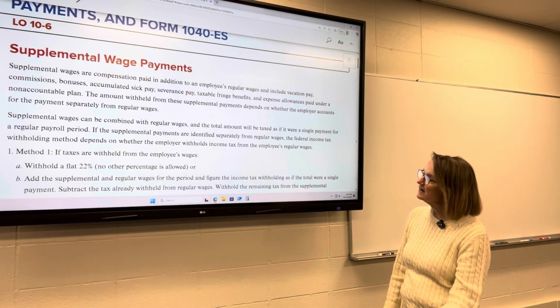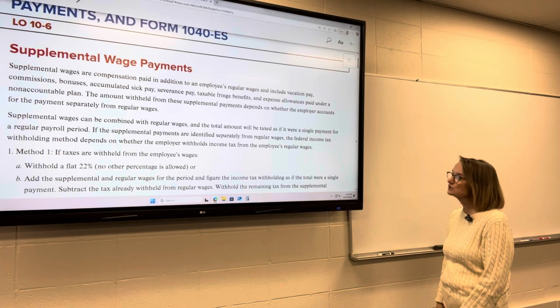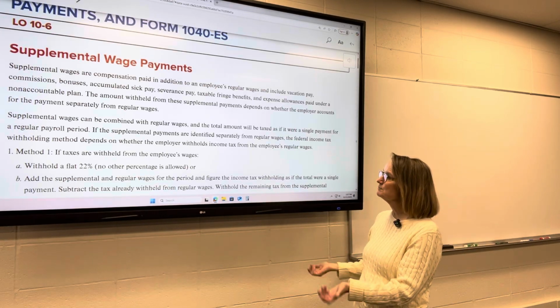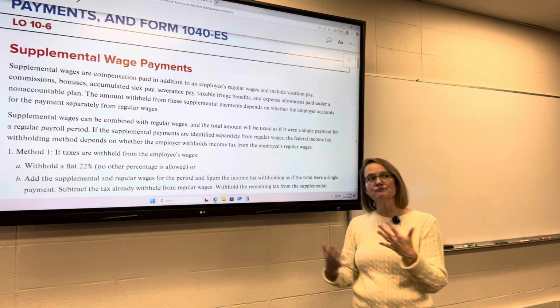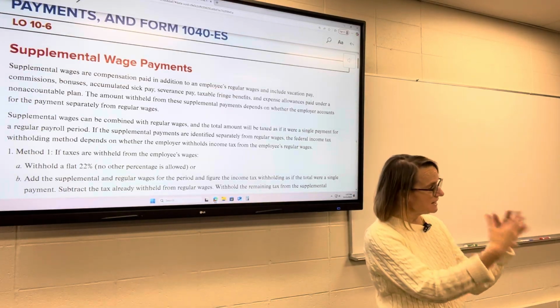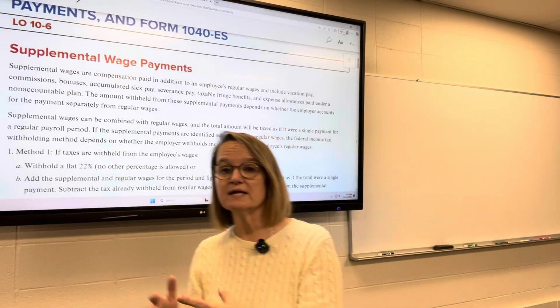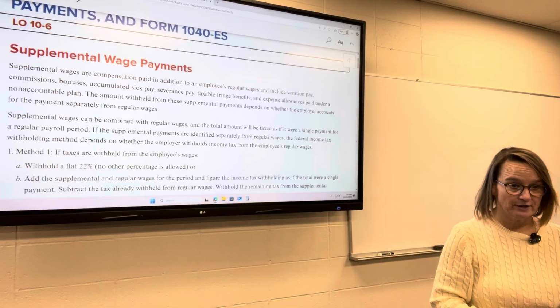So these are amounts that are paid in addition to any regular wages. It could include different types, so vacation pay, commissions, bonuses, all of that stuff. If it's being paid separate from the regular wages, then it's going to be subject to different withholding requirements.